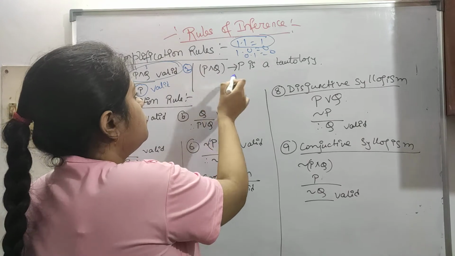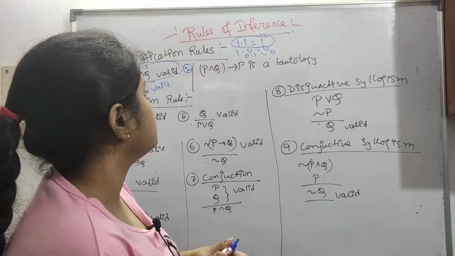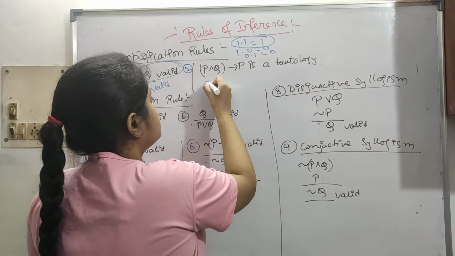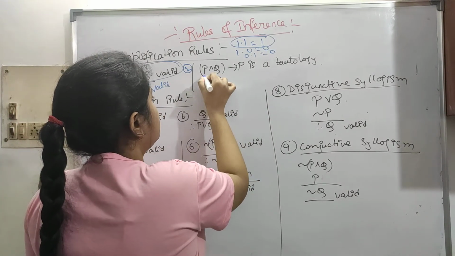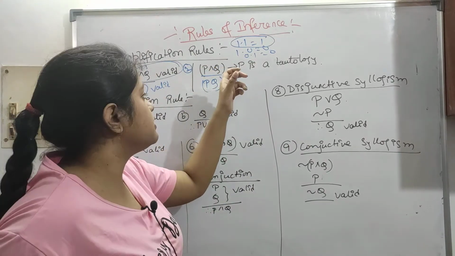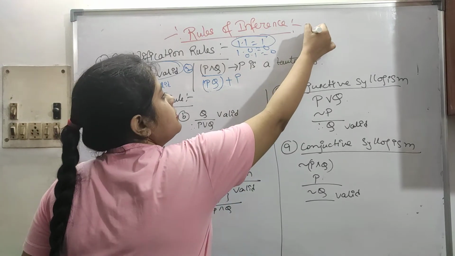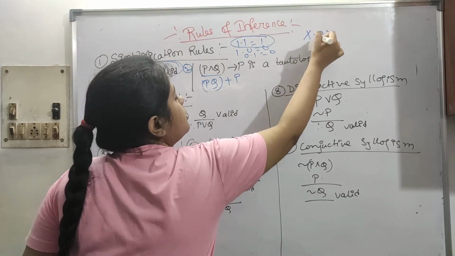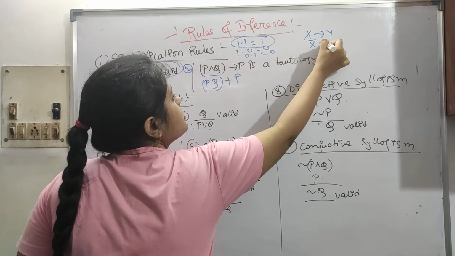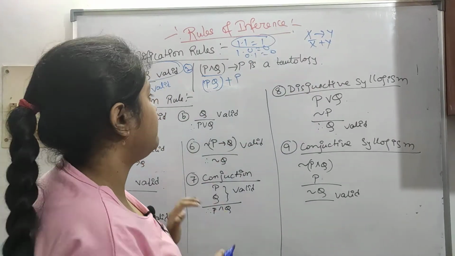Now let's see here. (P·Q) arrow P is a tautology. Tautology means the statement is always true. Now let's see this statement: (P·Q) arrow P. We have done this so many times. Let's say x arrow y comes down to x bar plus y. This is our implication, which we have done so many times.